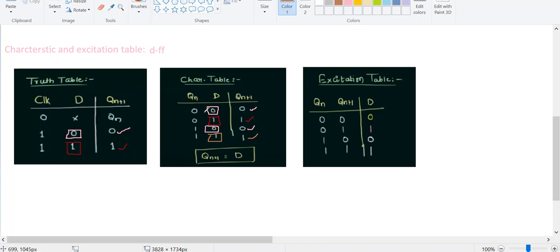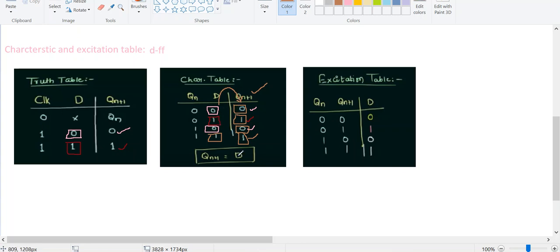Simply I can state that from this particular truth table, characteristic table, I am getting my output as it is: 1 and 0 and 0 and here also 1. So what we can understand is that my D is my exact output for the next state. Whatever may be the D, it is coming as the next state: 0 as 0, 1 as 1. Therefore my characteristic expression for the next state, Qn+1, is equal to D, directly coming.